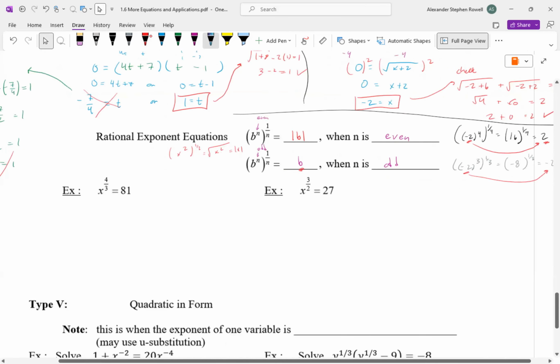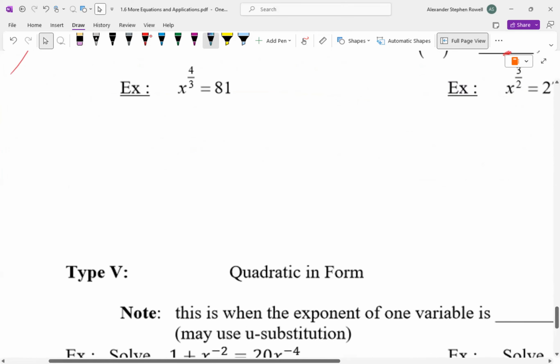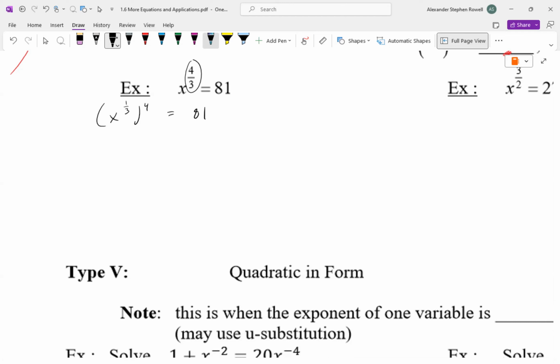All right, any questions about that? Let us try this first example. I want to get x by itself. Okay, I can write this as x to the 1/3 power to the 4th power. Are you comfortable with that? Which rule of exponents am I using? A power to a power, you multiply them, right? And 4 times 1/3 is 4/3. So are you okay with me splitting it up in this manner?